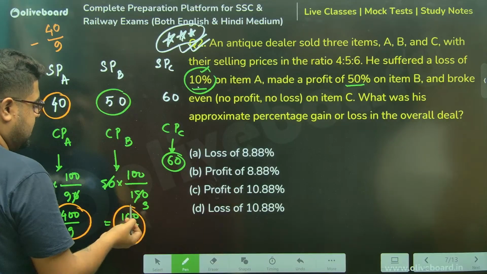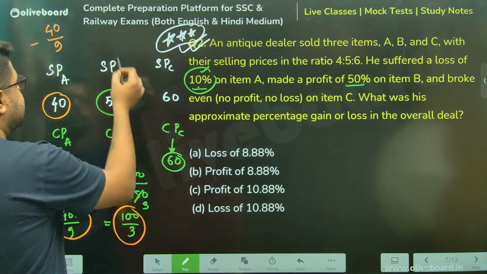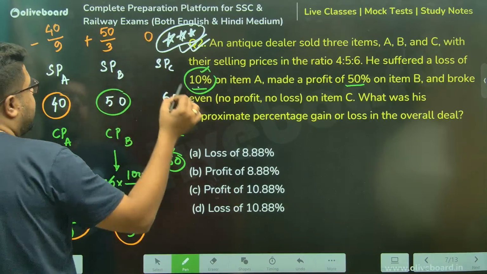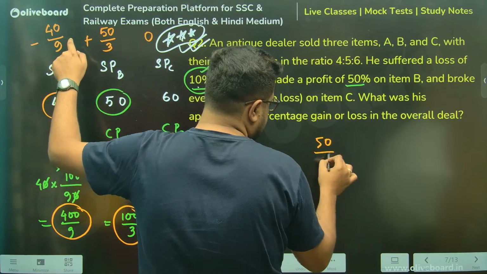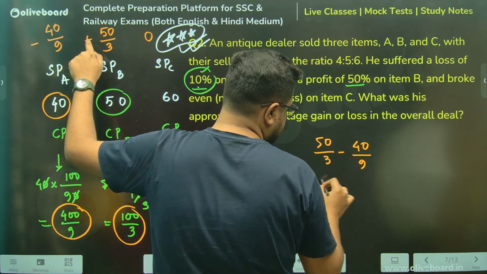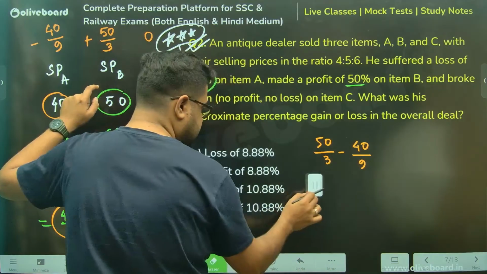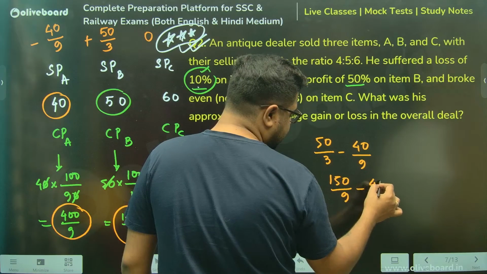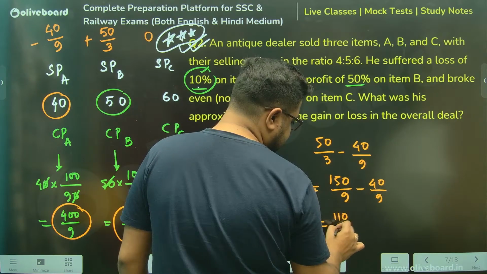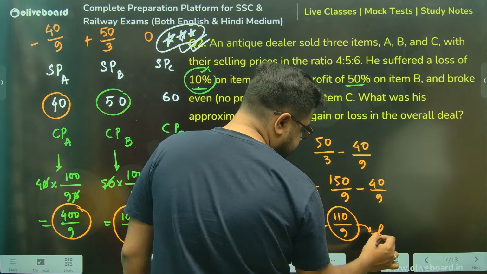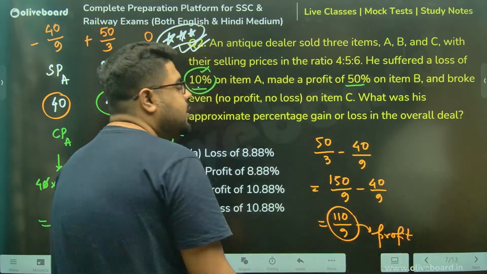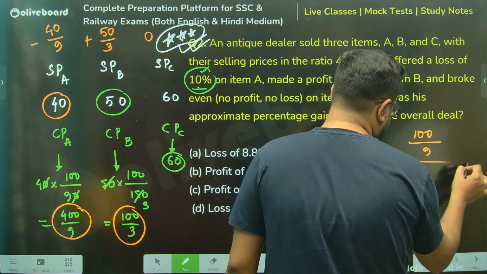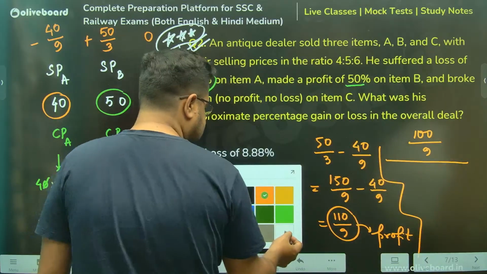So meaning, sir, CP and SP, sir, 150. So 50 by 3 rupees is profit, sir. And there is no profit, no loss. So net profit is 50 by 3 minus 40 by 9, sir. So this is 150 by 9 minus 40 by 9. So this is 110 by 9 rupees. This is profit, sir. On what? On total CP.